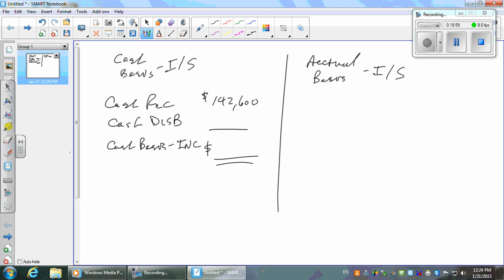Crying out loud. Okay, and then what's the cash disbursement? 55,470. Okay, so of course their income from a cash basis standpoint is what?